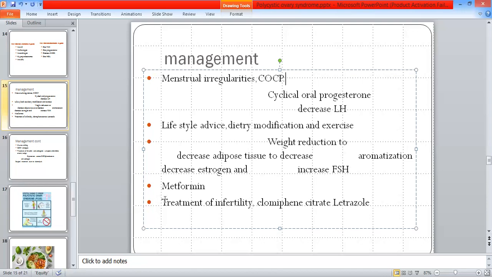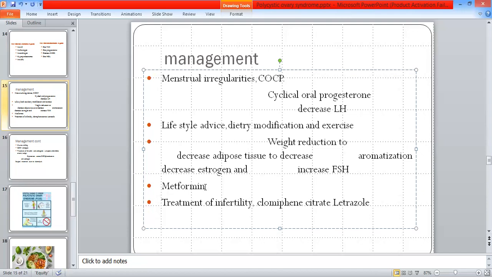The next thing is metformin. Metformin is an anti-diabetic drug, because I have already told you that there is insulin resistance. Insulin is present, but the glucose is not responding to it. So we prescribe metformin. Due to metformin, one thing is that the weight is reduced, and the second thing is that glucose metabolism will start.